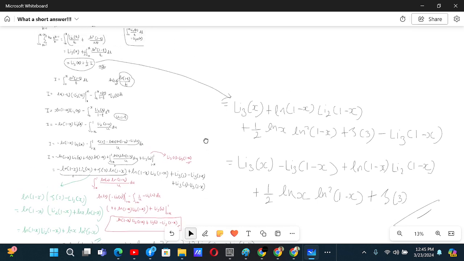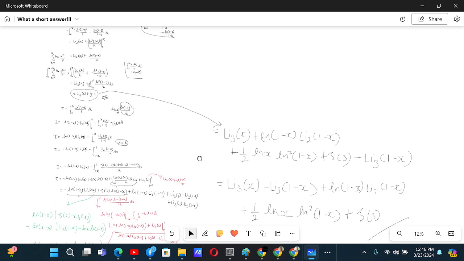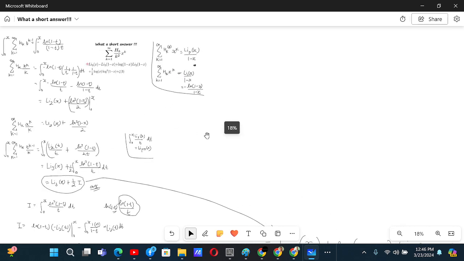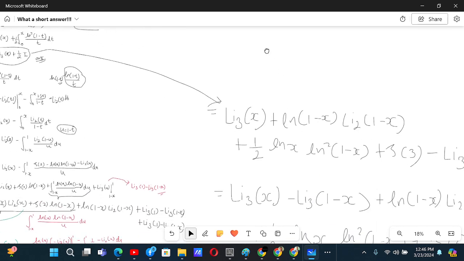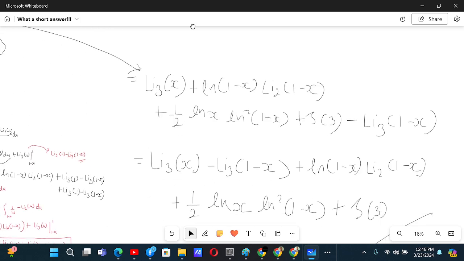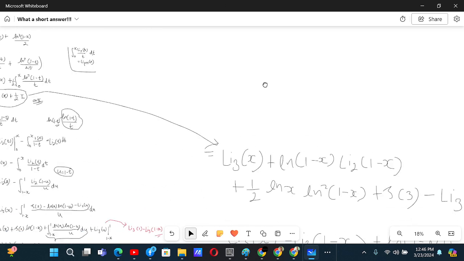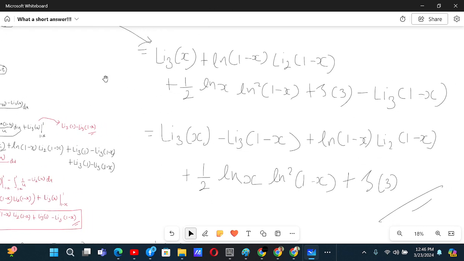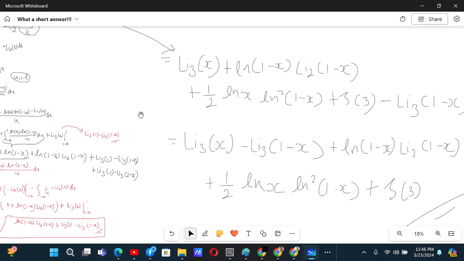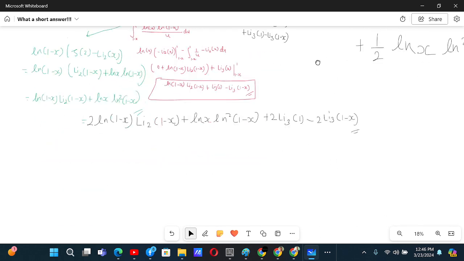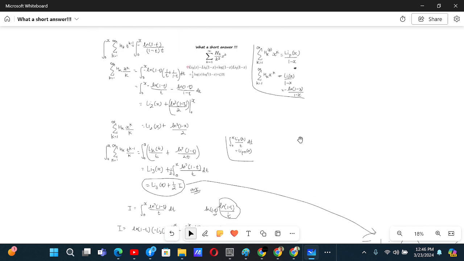Let's see if this answer is correct or not. If we check, we see that the answer is actually Li3(x) minus Li3(1-x) plus ln(1-x) Li2(1-x) plus 1/2 ln x ln²(1-x) plus zeta 3. Exactly the correct answer in the same order, because I had memorized the order of the expressions. And this is solved. This is the short answer, and this is way long. Not too long as well, but just think how long answers could be.